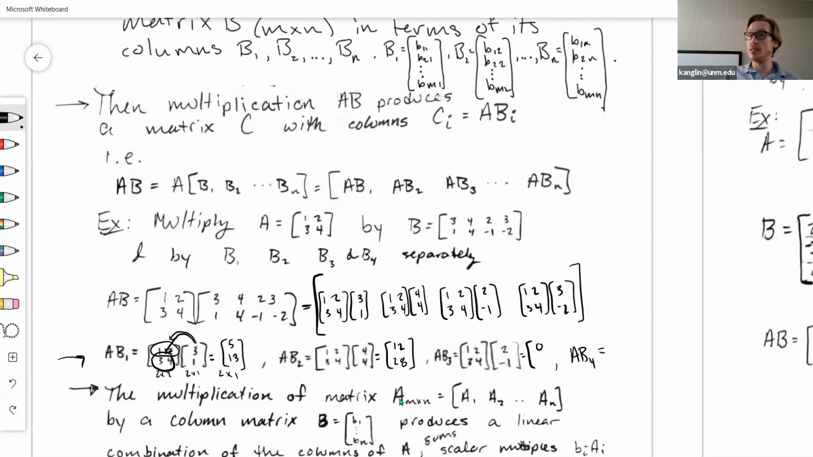2 plus -2 gives me a 0. 2 times 3 is 6, plus -4, I get a 2 here. And finally, A times B4 is this matrix product. What do I get there? It looks like 3 plus -4, 9 minus 8. And so there we have it. We have all the columns of the product. We can just write it down now. 5, 13, 12, 28, 0, 2, -1, 1.